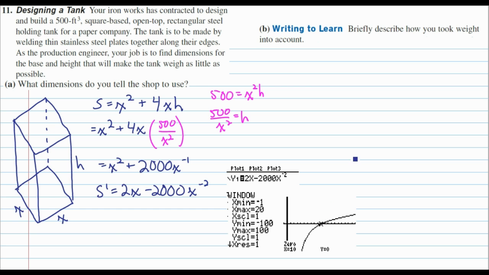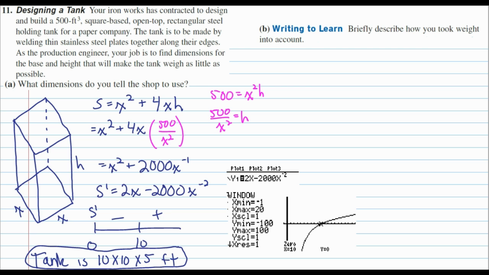And I'm going to test that on a number line. S prime changes from negative to positive at 10, so S therefore changes from decreasing to increasing, so there is a minimum of S at x equals 10. So if I make the tank 10 by 10 by, hold on a second, 500 divided by 10 squared, the height would be then 5. That would minimize the weight of the tank.